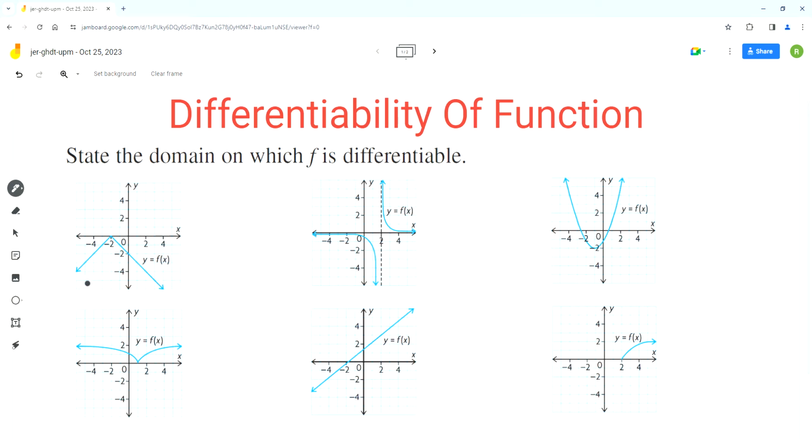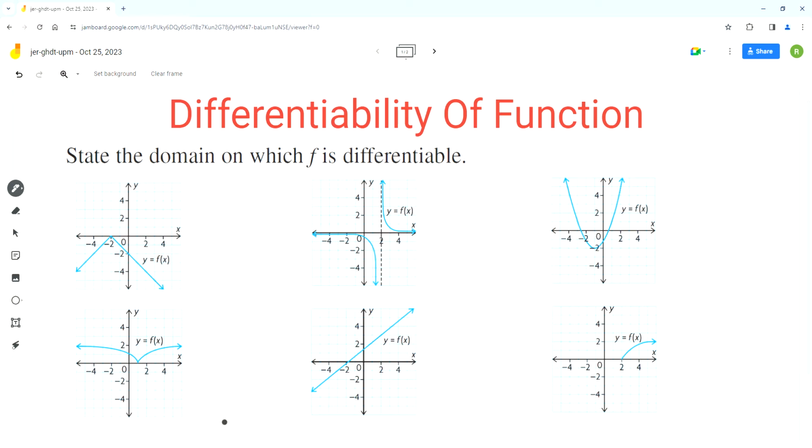Here, this graph has a corner point at x equals -2. Now we know that a function is not differentiable at a corner point, at a cusp, at a point where there is a vertical tangent, or at a point where the function is discontinuous. So this function is differentiable at all x values except at x equals -2, because at that x value the graph has a corner point.